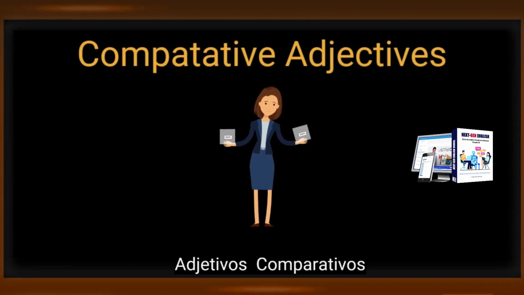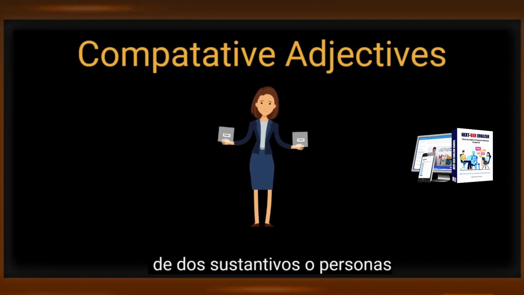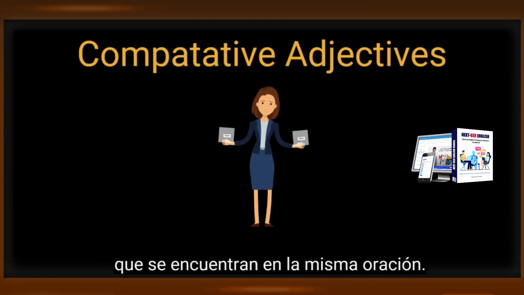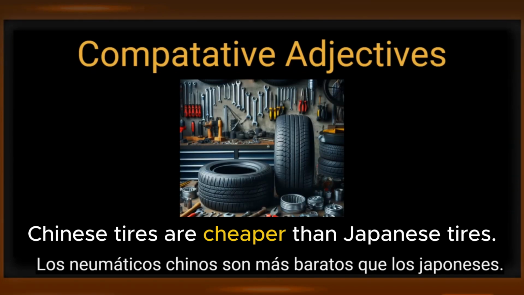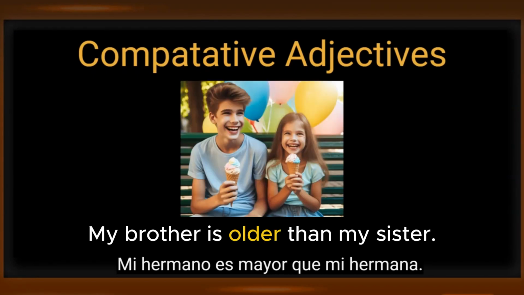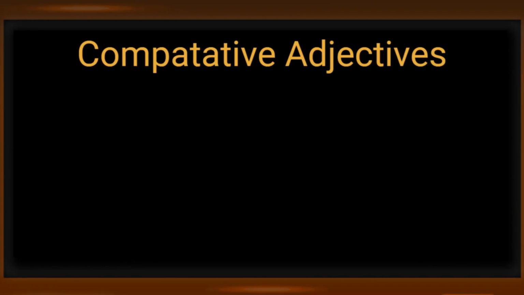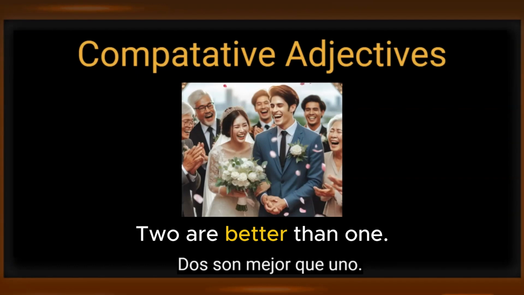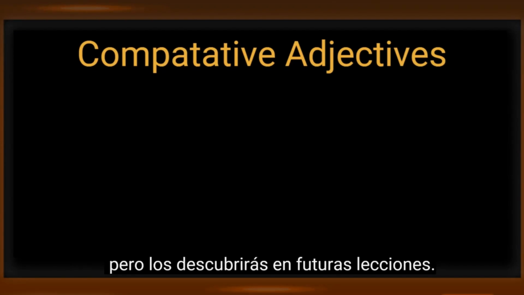Comparative adjectives. This type of adjective compares the qualities or attributes of two nouns or persons that are in the same sentence. These must not be used when there are more than two options. Examples: Chinese tires are cheaper than Japanese tires. My brother is older than my sister. My father is younger than my mother. Two are better than one. There are many other comparative adjectives, but you will discover them in future lessons.